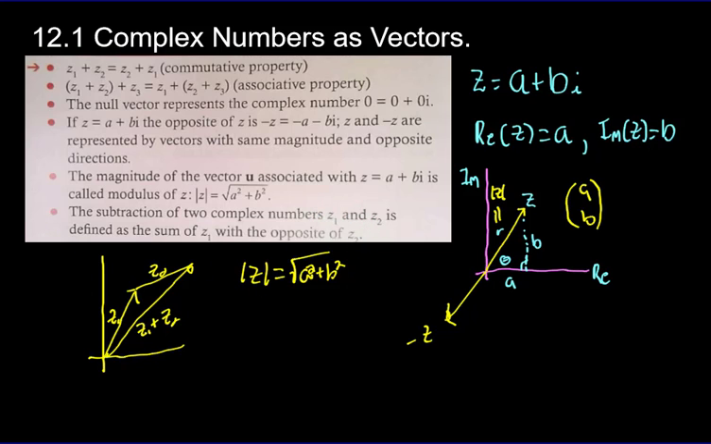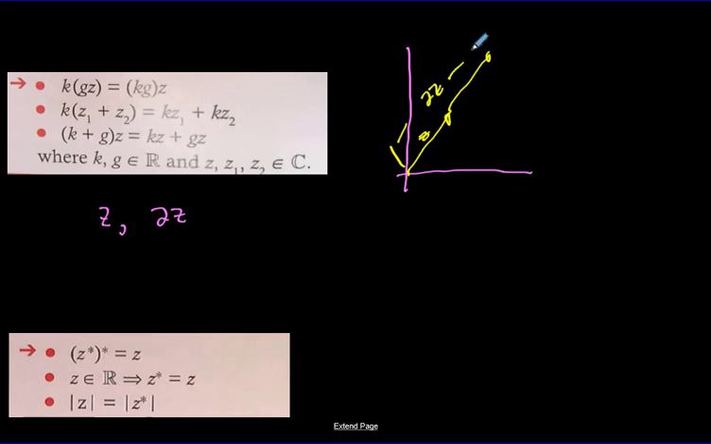A few other properties that we're going to look at. Let's look at this one. If I give you a complex number z, what would happen if I take 2z as a vector? Let's say this is our first vector, z. What would happen if I take 2z? Well, this would just double in length. So 2z would be this vector, from here to here.